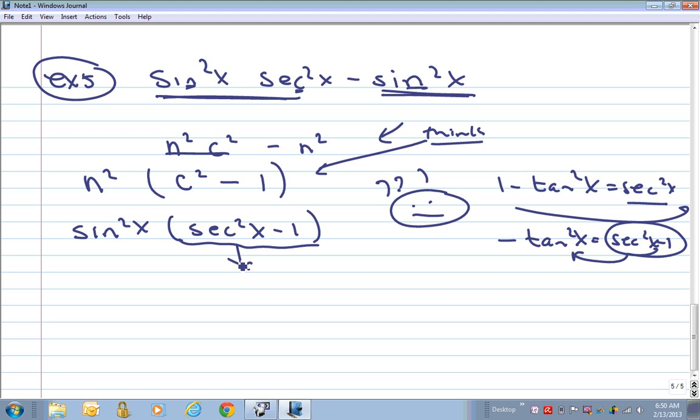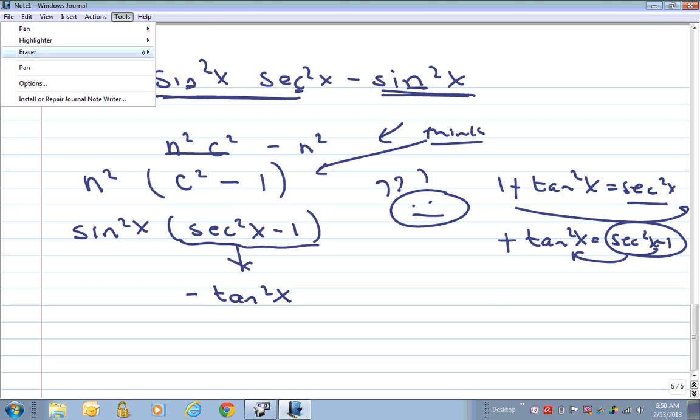I can replace this now with, be really careful, that's a tricky one, tan squared x. Well, it's not negative because these are plus signs. I'm sorry. A little tired today. I kept thinking, that doesn't look right.